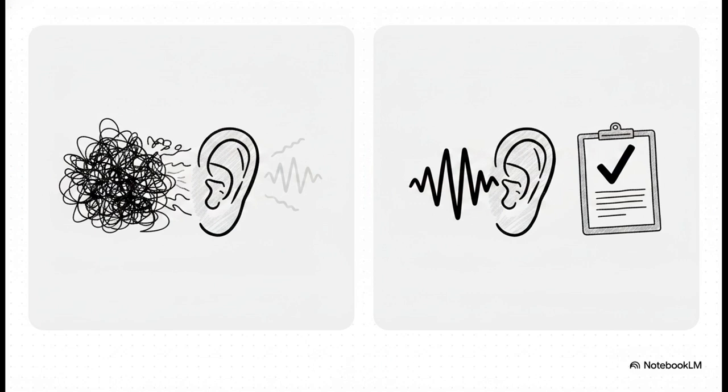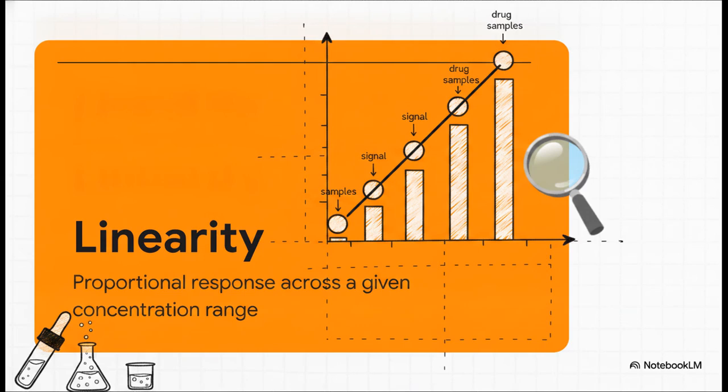Think of it like this. LOD is like hearing a faint whisper at a really loud party. You know someone is there, you can detect them, but you have no clue what they're saying. LOQ is when they speak just loudly enough that you can actually hear the exact words and know the juicy gossip they are saying. Then we have linearity, which is just a proportional response across a given concentration range.